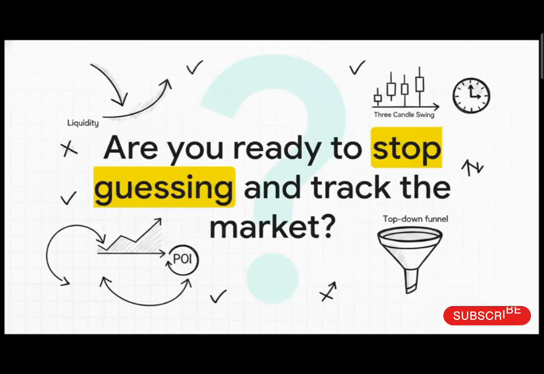So, by mastering this continuous POI to liquidity loop and by strictly following the top-down funnel we just went over, your chart reading is going to completely transform. You aren't going to be guessing anymore. You're going to be tracking the market's true footprint. But look, the real question you've got to ask yourself right now is this. Do you actually have the discipline to sit on your hands and wait for the 3-candle swing before pulling the trigger? Master that patience, and you master the market.